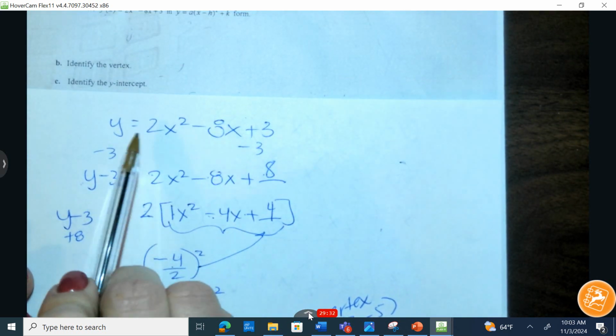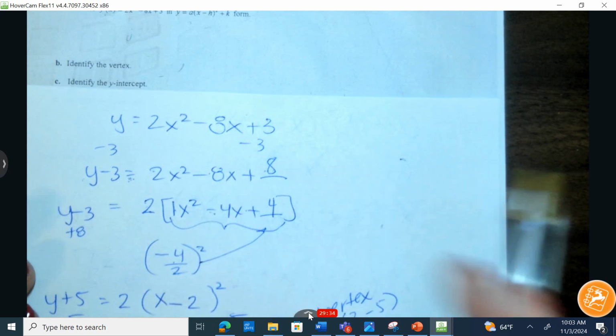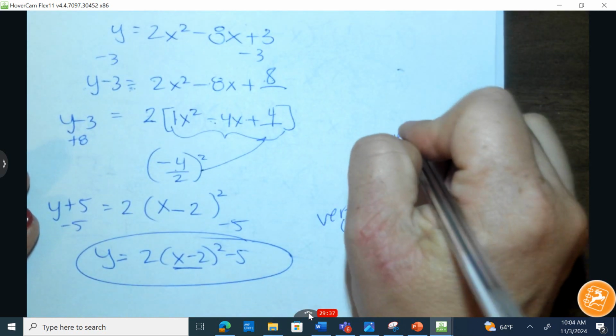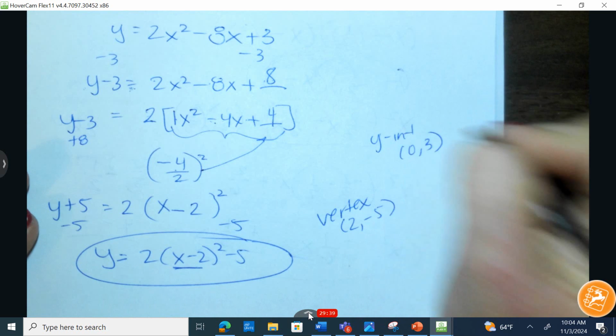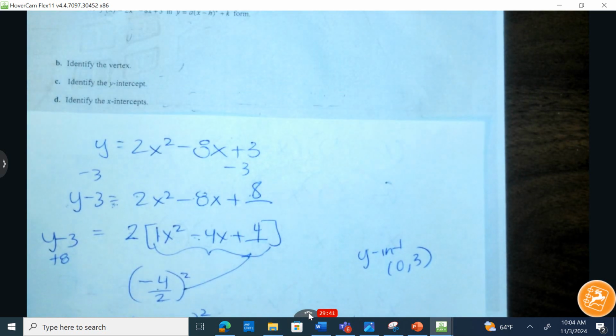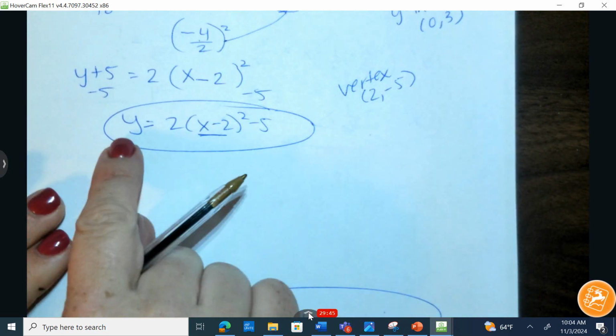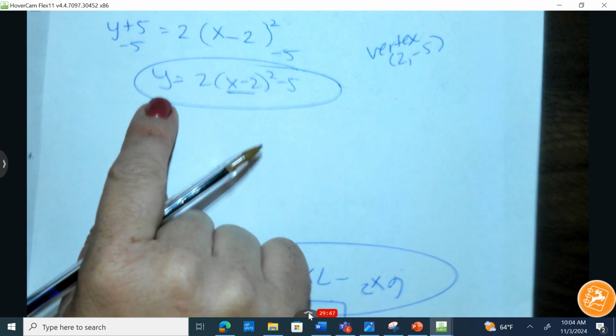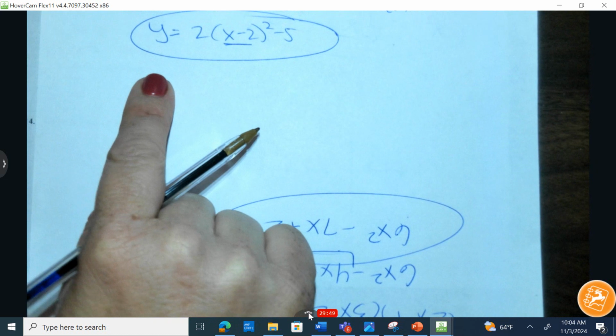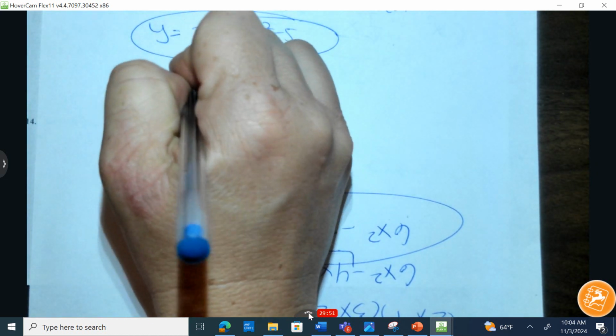What is the y-intercept? Well, in standard form, it's this number with no x. So the y-intercept is going to be (0, 3). And what are the x-intercepts? Whenever we find x-intercepts, y is always 0. So I'm going to take this equation right now, and I'm going to replace y with 0, and I'm going to solve.